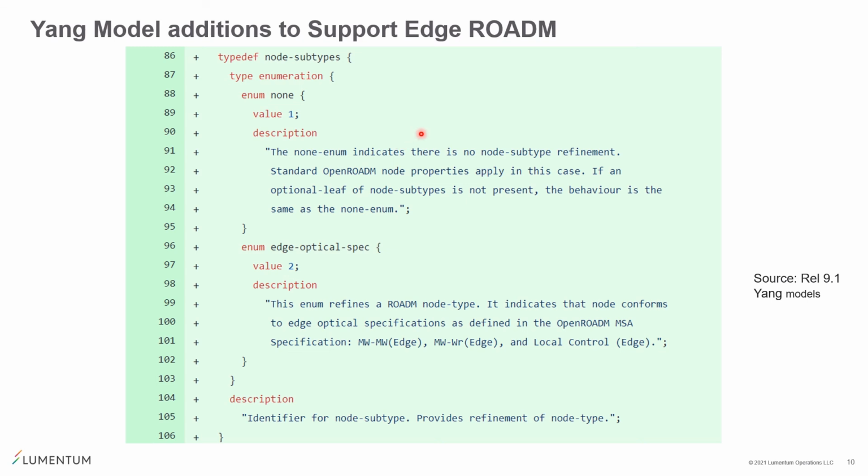When you query for the node subtype and it returns a none value, then the assumption for the SDN controller is that it's dealing with the standard Metro ROADM node, and all the standard OpenROADM properties apply. But when the node subtype is queried and it returns an enum that says edge optical spec, then we know that the optical specifications that apply to the edge, for the MW to MW edge, MW to WR edge, and the local control edge, will apply to that particular node.